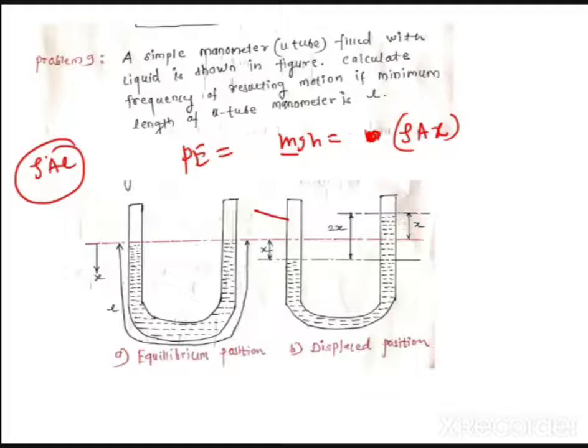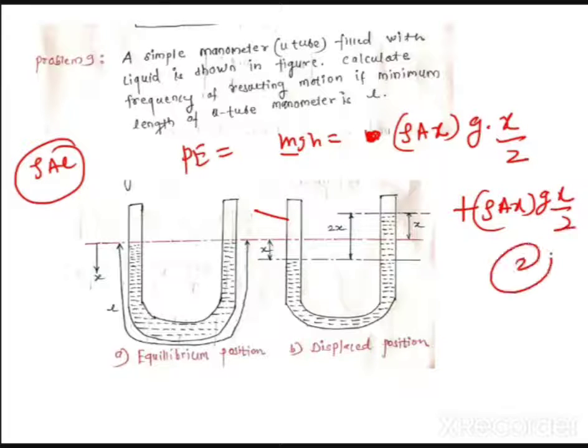There is an extreme energy, and at the extreme end, potential energy is maximum. At the mean position, kinetic energy is maximum. So potential energy is stored at the extreme end when it is displaced. So that is the mass you have to consider: rho A into x into g, and what is x? h by 2. Plus again rho A into x into g and x by 2. So this is for the second tube, this is for the first tube.